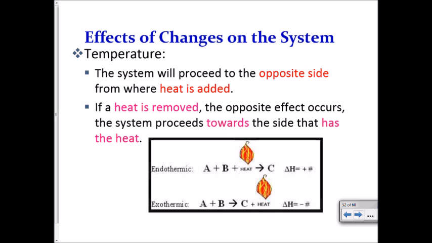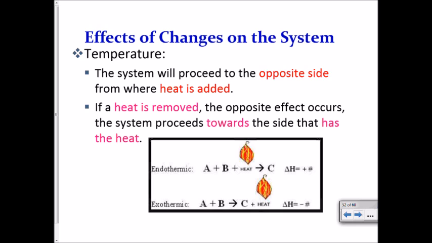If heat is removed, it's going to try to make more of that heat, so it's going to go to the side where the heat is. So in an endothermic reaction, if you remove heat, it's going to proceed towards the reactant. If you remove heat from an exothermic reaction, it's going to proceed towards the products.